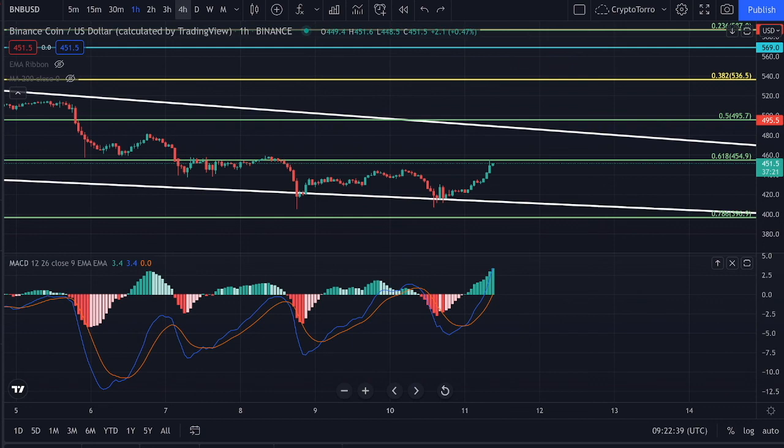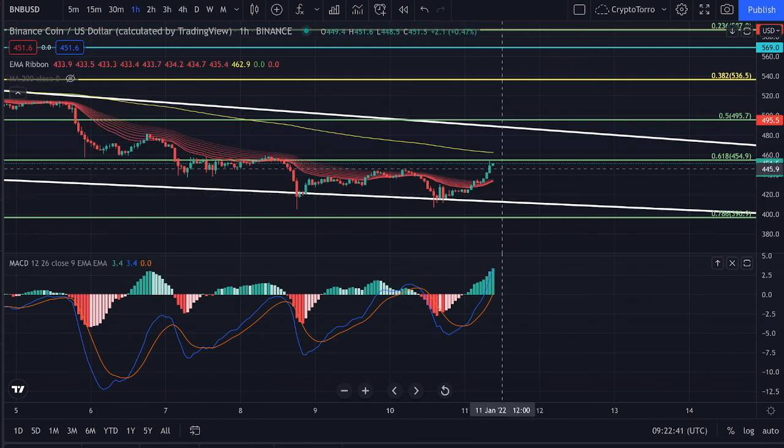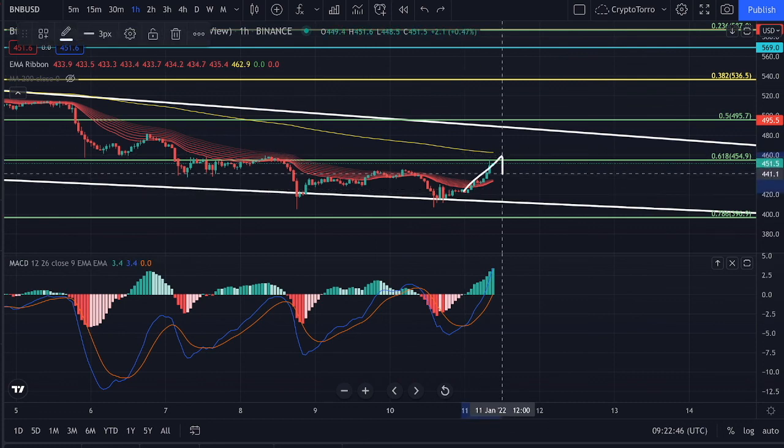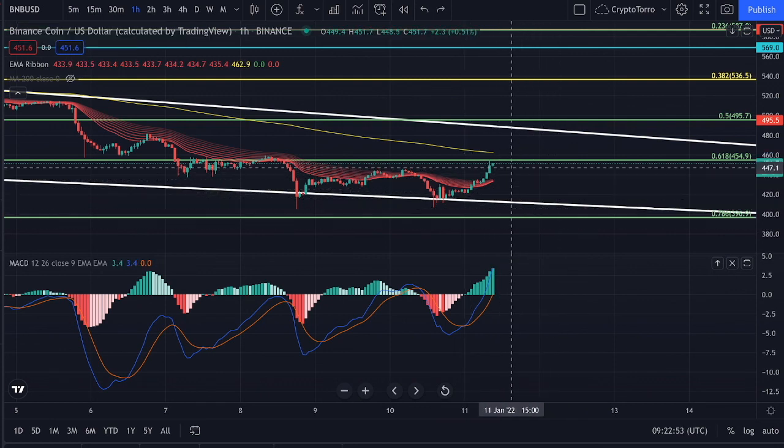Also, if we head towards the EMA ribbon, what you're seeing is that we are clearly breaking out above it. So if we do see a decline right now, it could be highly likely that we are going to hold strong on top of the EMA ribbon at approximately 435 US dollars. So that is for sure a possibility as well.